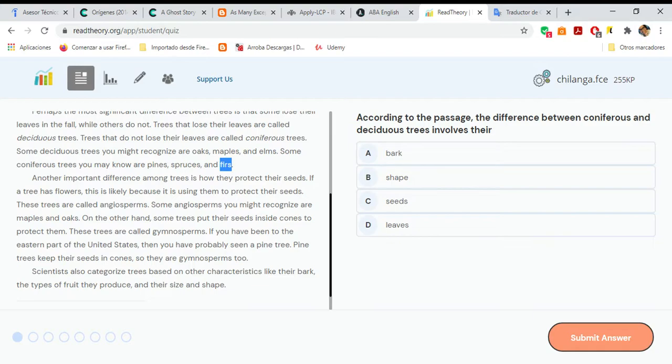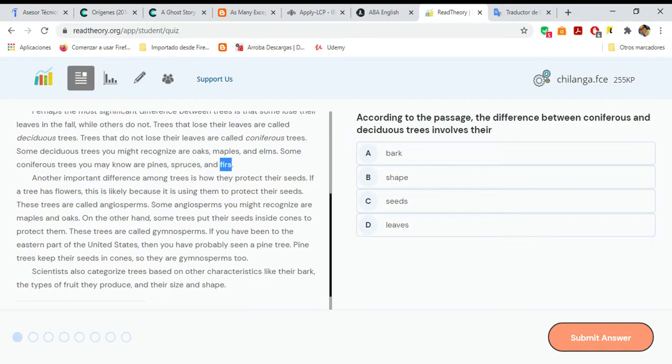If a tree has flowers, this is likely because it is using them to protect their seeds. These trees are called angiosperms. Some angiosperms you might recognize are maples and oaks. On the other hand, some trees put their seed inside cones to protect them. These trees are called gymnosperms.